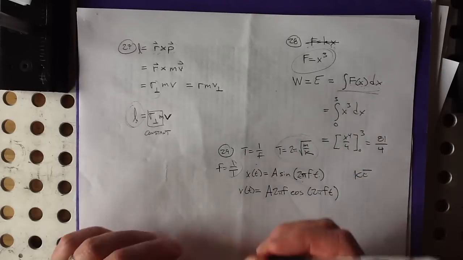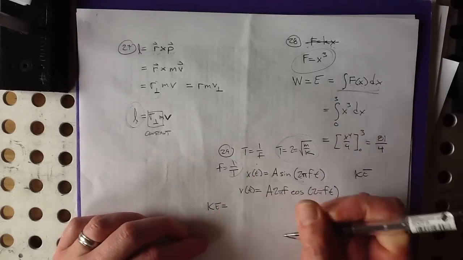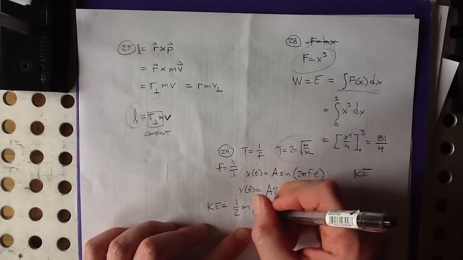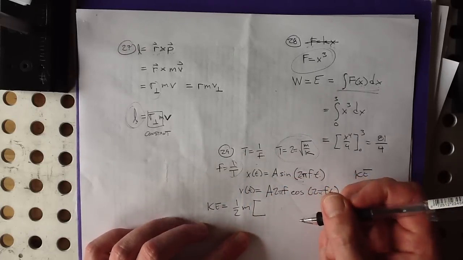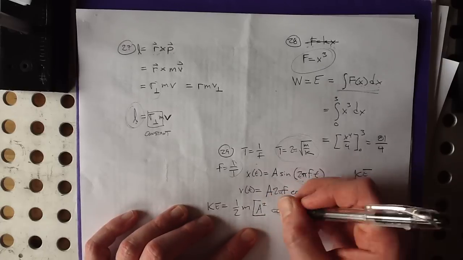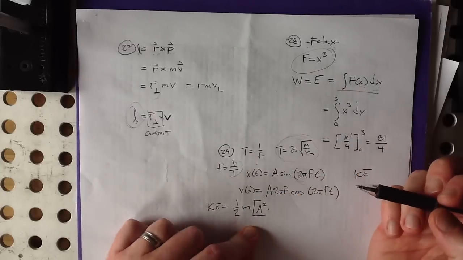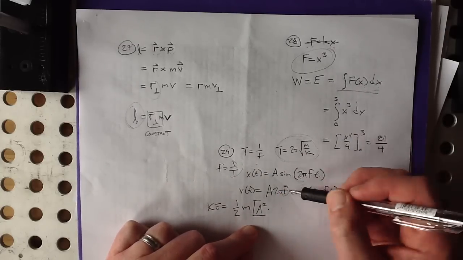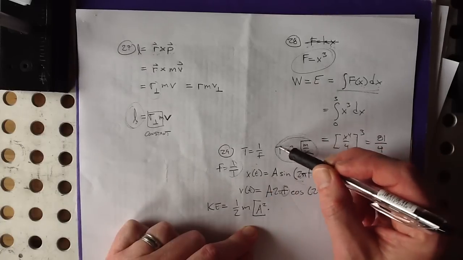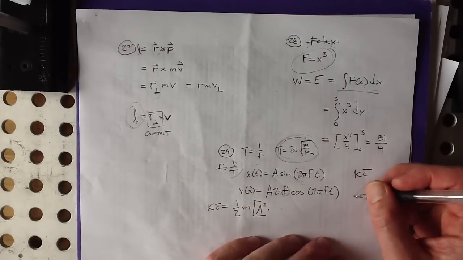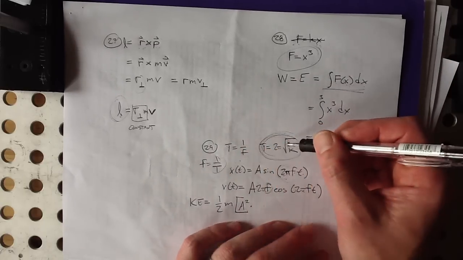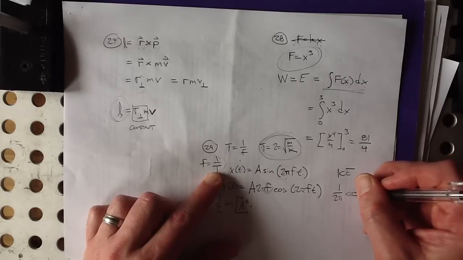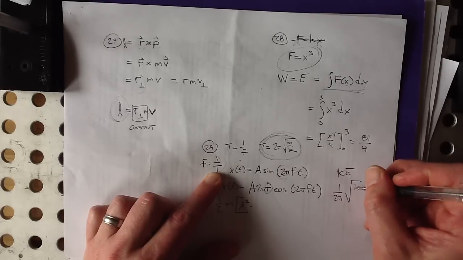And kinetic energy would be equal to 1/2 mass times velocity, that's this expression, squared. It would be a squared times, well here I think is where maybe we want to find some kind of expression for f. F is the same as 1 over T, so over here on the side, f is 1 over 2 pi times the square root of k over m, right?